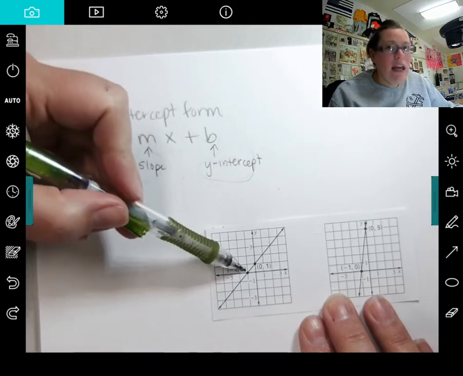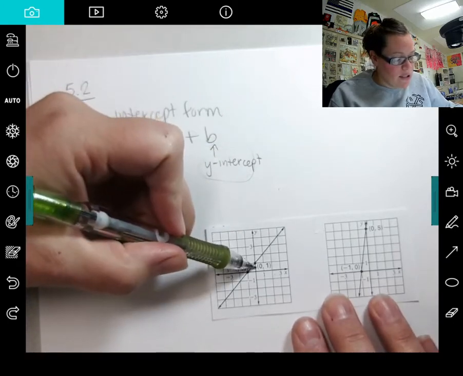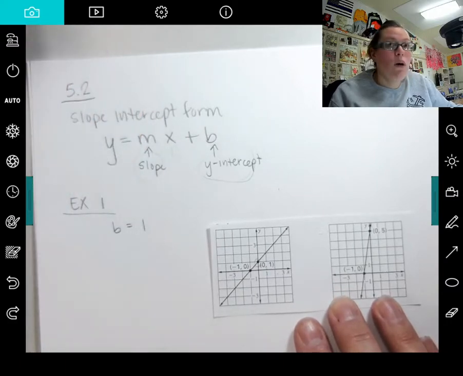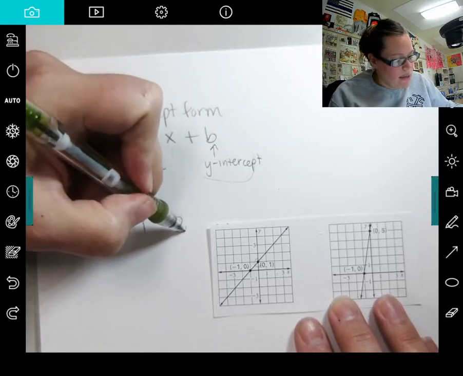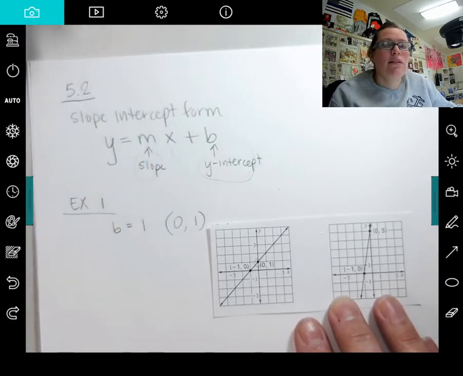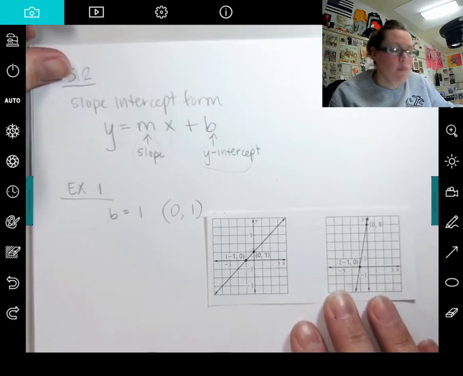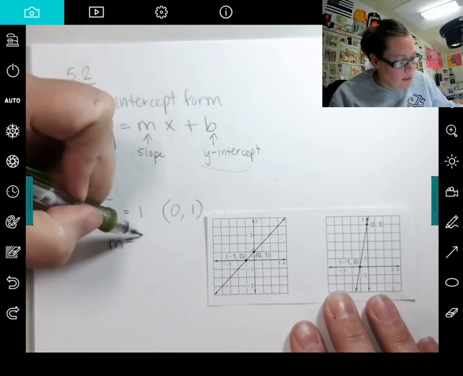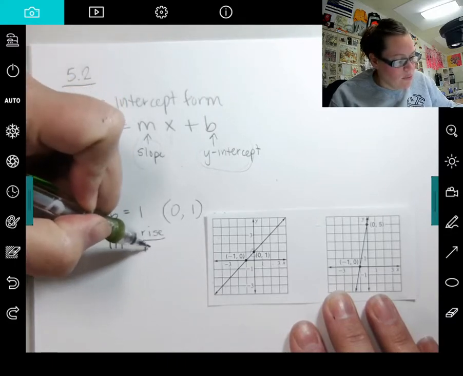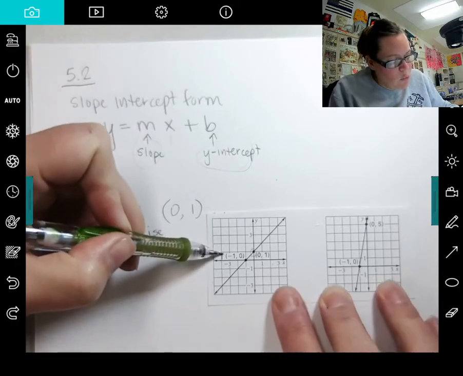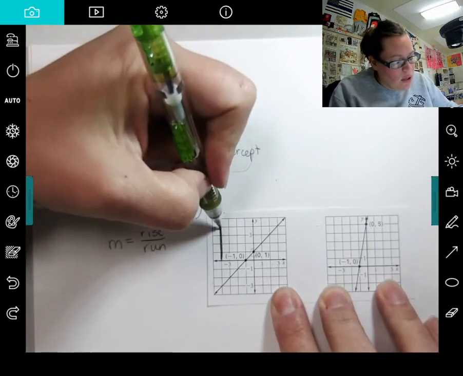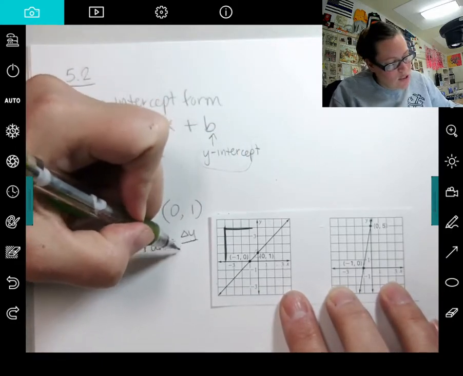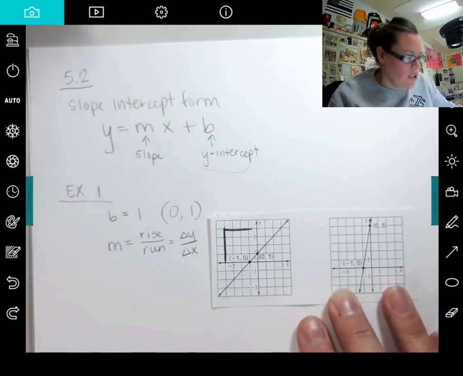When we are looking at a graph, it's easy to determine the y-intercept. In this case, the y-intercept would be at 1, or you could say our y-intercept is at (0, 1) in parentheses if it's a coordinate pair. Next, we need to find our slope. So m, our slope. Our slope is always rise over run. So our change in y, our up and down value, over our change in x. So delta y, change in y, over delta x, change in x.